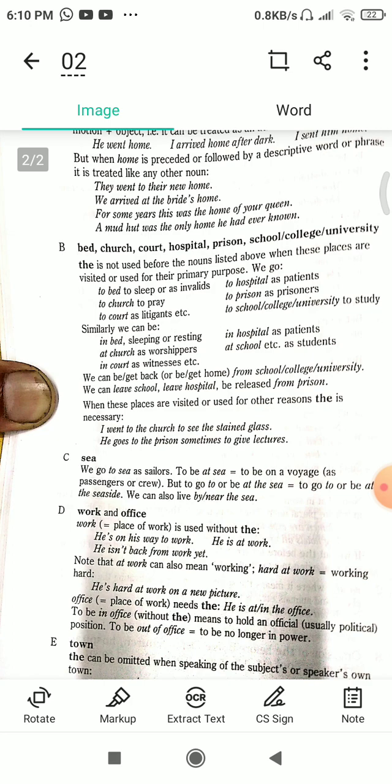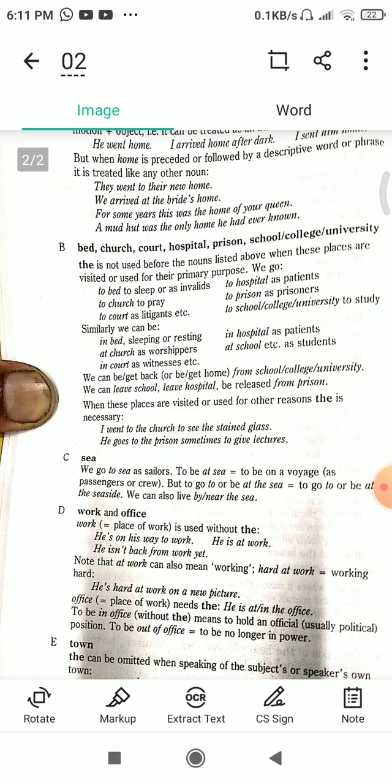B part, bed, for example, bed, church, court, hospital, prison, school, college or university. The is not used before the nouns listed above when these places are visited or used for their primary purpose. For example, we go to bed to sleep or as invalids. We go to hospital as patients. Next example, we go to church to pray.